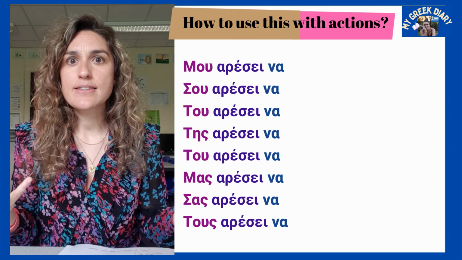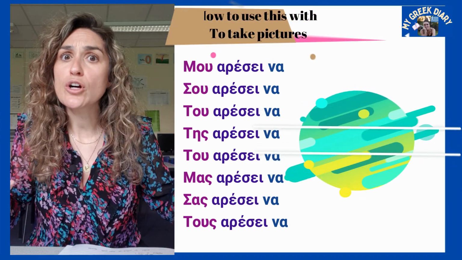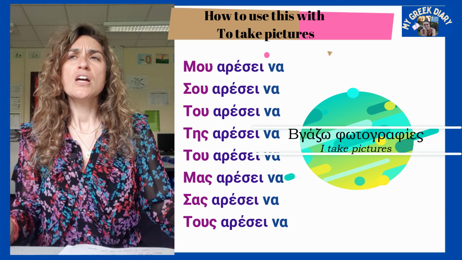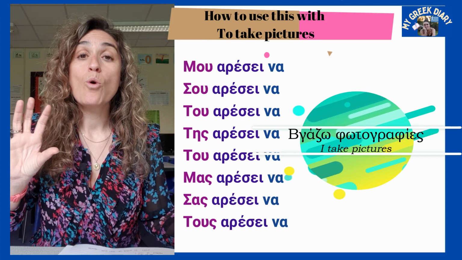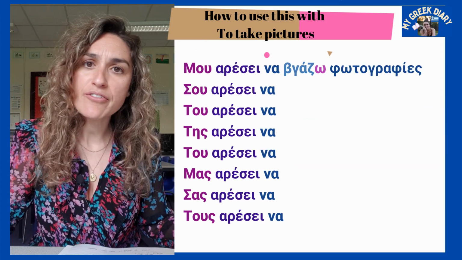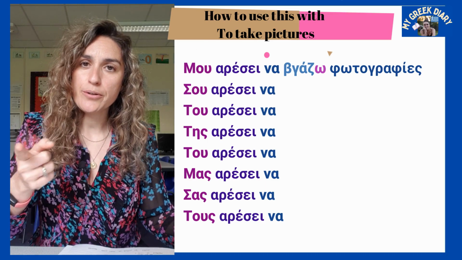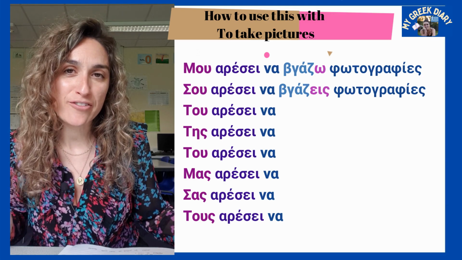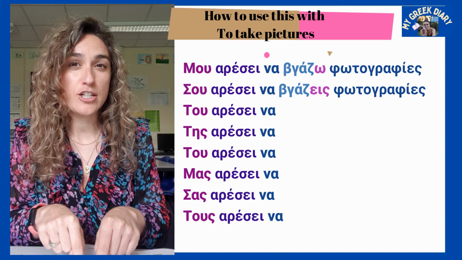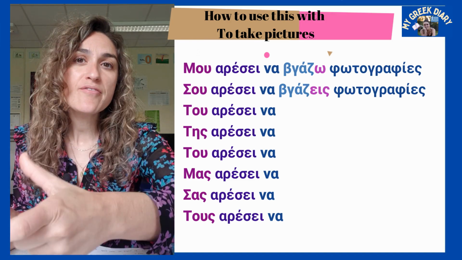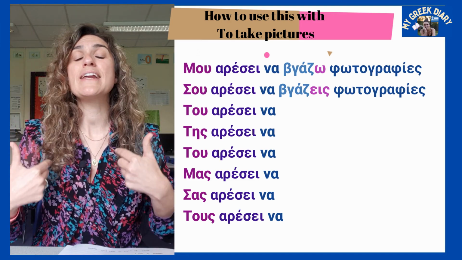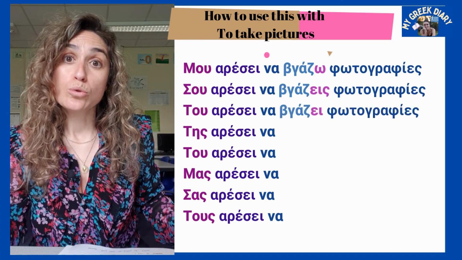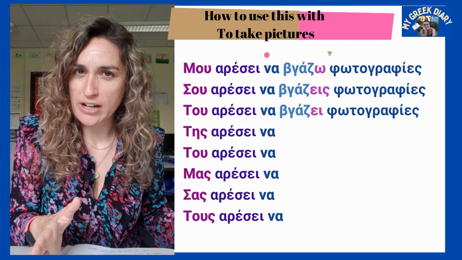And let's take the verb βγάζω. Βγάζω φωτογραφίες. I like to take pictures, which indeed I do. So, how would I say that? Μου αρέσει να βγάζω φωτογραφίες. What about you? Σου αρέσει να βγάζεις φωτογραφίες. Here is a bit of the challenge because we need to conjugate the verb according to the person. Σου αρέσει να βγάζεις. Του αρέσει να βγάζει φωτογραφίες.